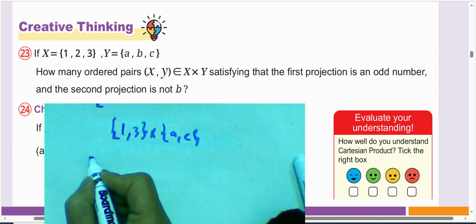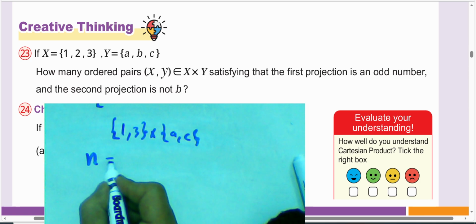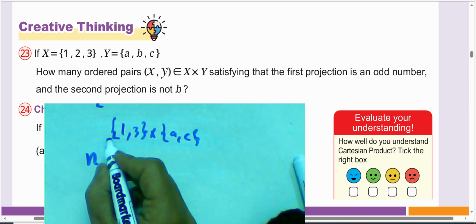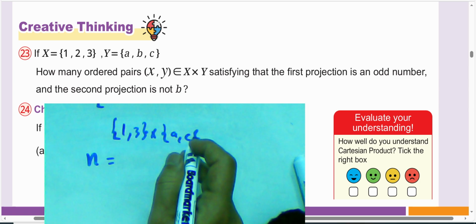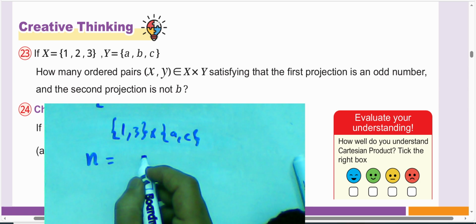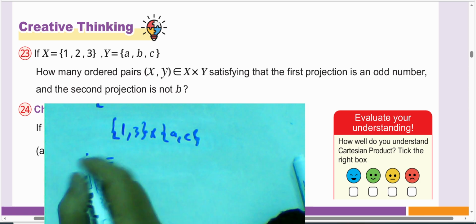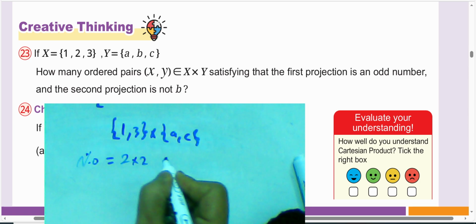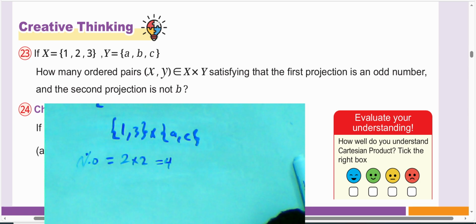Then the number will be what? The number of elements here multiplied by the number of elements here. 2 times 2 equals 4. And the answer will be 4.